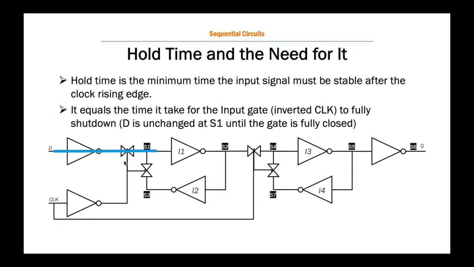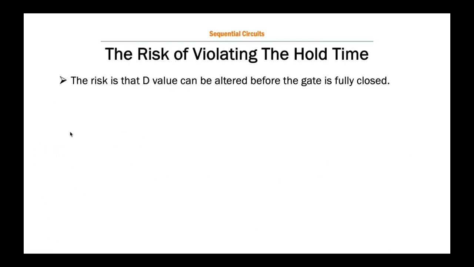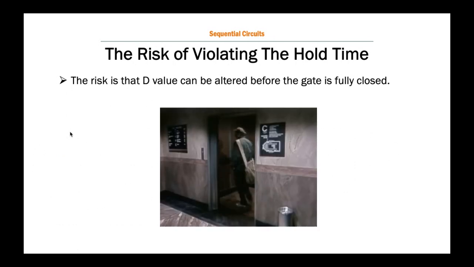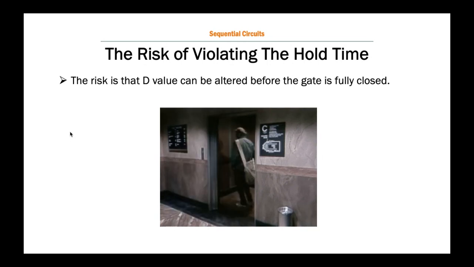So that's why we need to have the signal stable for a little bit longer until we are sure this is now fully closed, and then you can change D as you want. So the risk is that the D value can be altered before the gate is fully closed. Can you think of an animation for that? I came up with one. You're safely in the elevator on time, everything is fine, and then you have this undesired person running quickly and jumping in before the door completely closes, and might change things, might alter the final results.